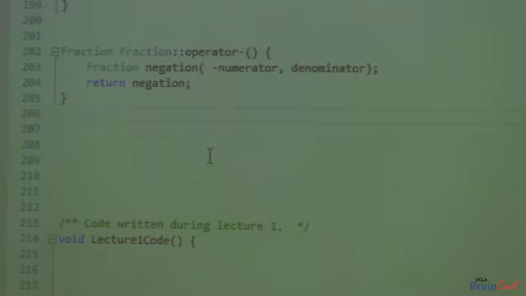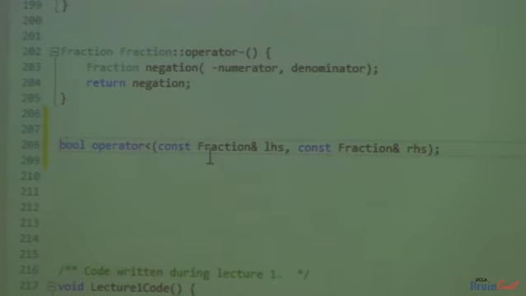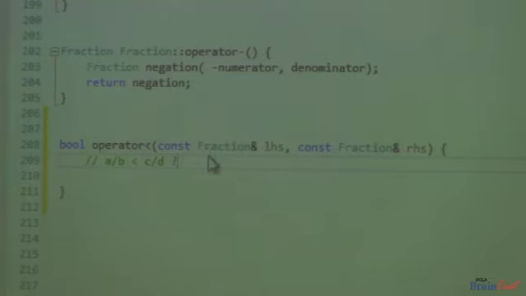Okay, here we go. Bool. Now, this is a non-member function, but I define it inside the class for a reason. Let me show you why. How would you actually define this function? What would you do? How do you determine this? If a over b is less than c over d.